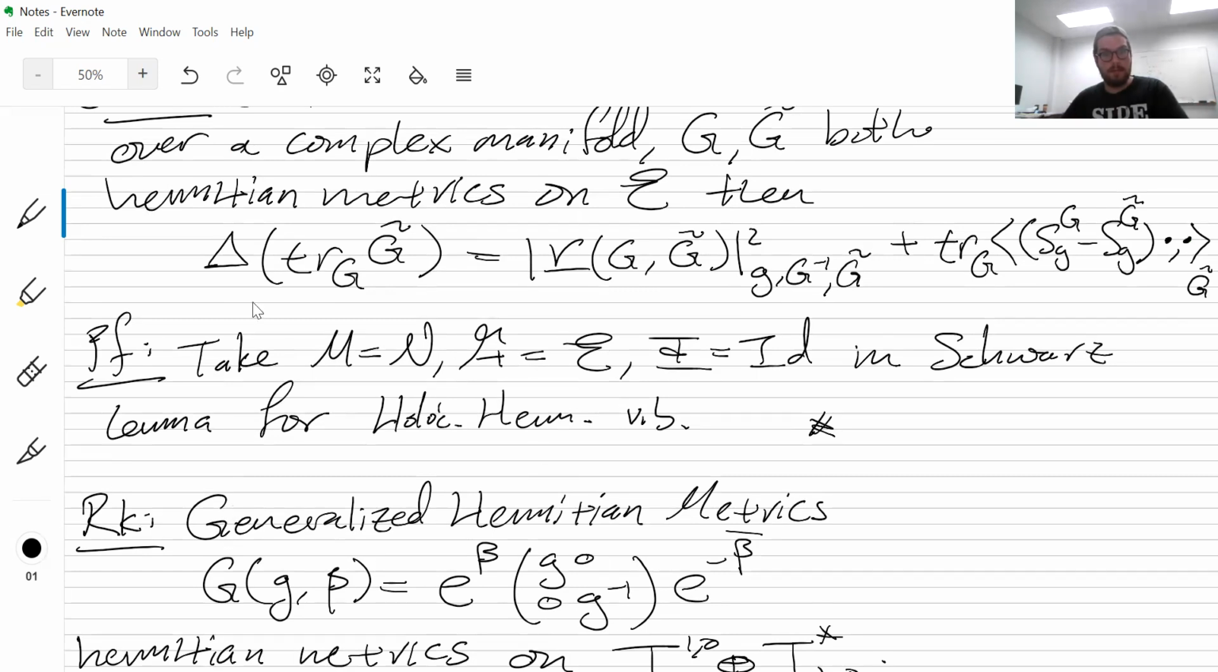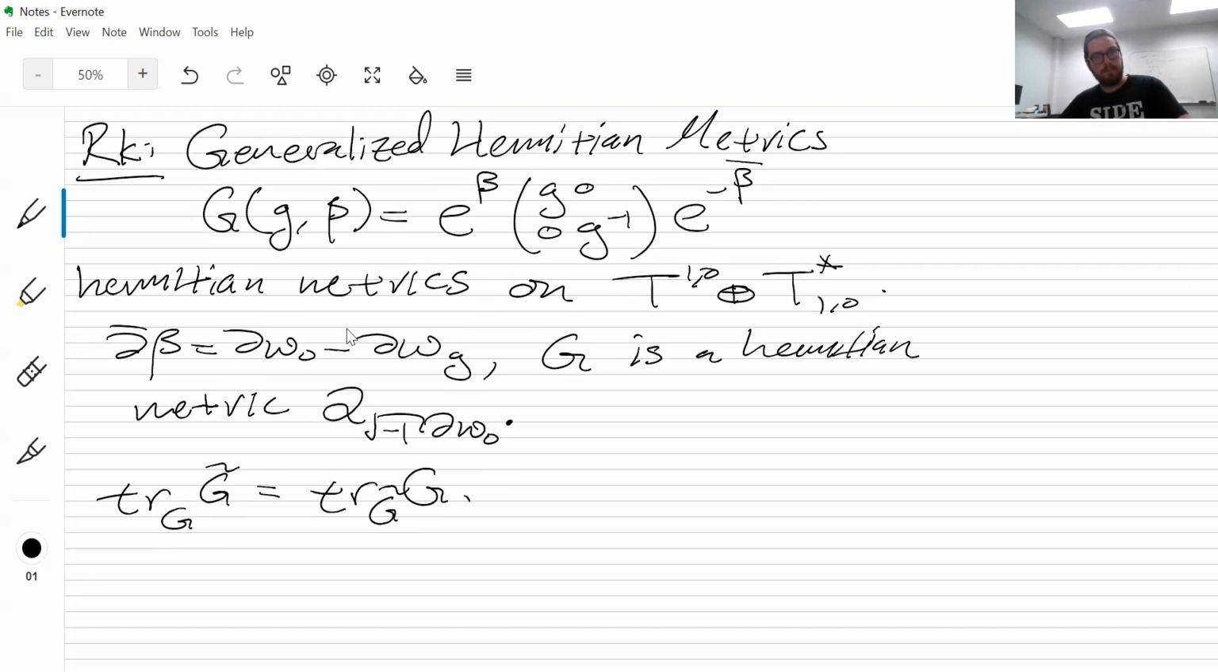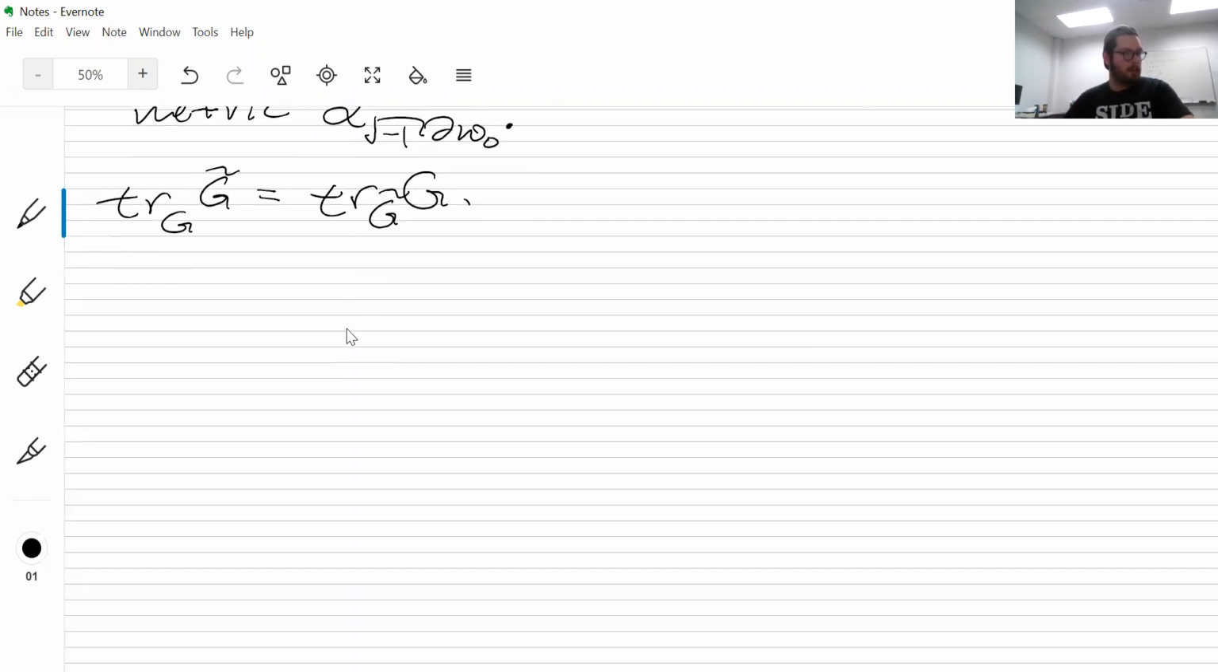But we have something else that's useful, and that's really just that these traces are interchangeable. And this will end up being useful for us. Okay. So that's everything on the Schwartz lemma that we needed to prove to get some a priori estimates in a minute.